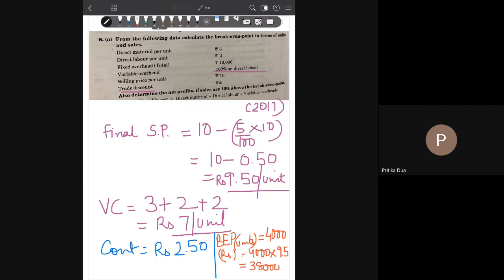Okay. So this is how you need to solve the question if you are given the trade discount. Now trade discount is adjusted from the final selling price, but cash discount is not. Yes, Pranat? मैम जो वेरिएबल कॉस्ट निकाली है 4 नहीं होनी चाहिए. कितनी होनी चाहिए? 4. 4 क्यों होनी चाहिए बेटा? मैम 100% ऑफ डायरेक्ट लेबर तो लेबर का ही डबल अमाउंट लेंगे ना.